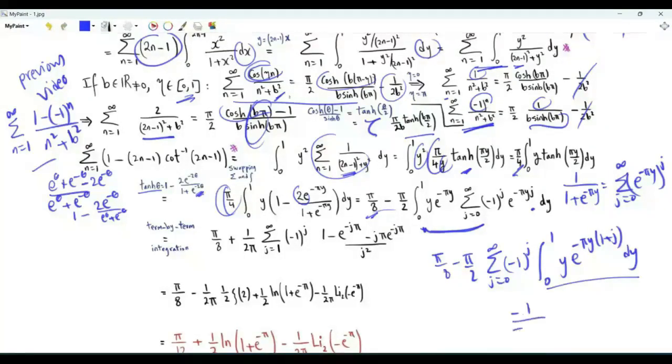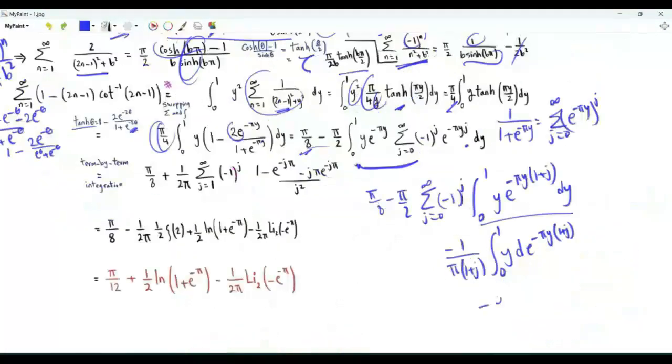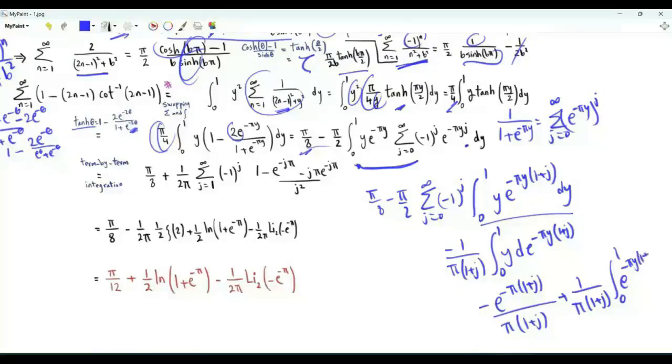This integral is equal to minus 1 over pi times 1 plus j, integral y from 0 to 1, y e to the minus pi y times 1 plus j. This is minus e to the minus pi times 1 plus j over pi times 1 plus j, plus 1 over pi times 1 plus j, integral from 0 to 1, e to the minus pi y 1 plus j. Doing the integration here, this part becomes minus 1 over pi squared, 1 plus j squared, e to the minus pi, 1 plus j, minus 1.